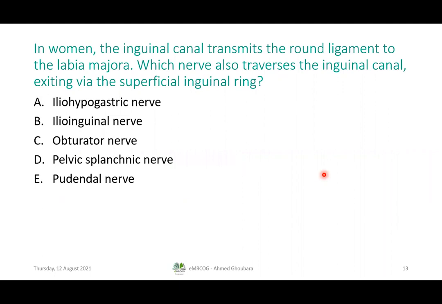Another one: in women, the inguinal canal transmits the round ligament to the labia majora. We all know that. Which nerve also traverses the inguinal canal and exits via the superficial inguinal ring? Which nerve will pass through the inguinal canal and exit via the superficial inguinal ring? Basically the same thing. It's the ilioinguinal nerve.